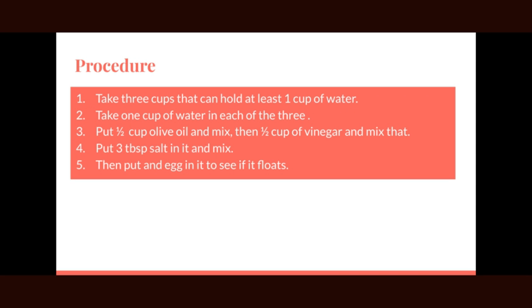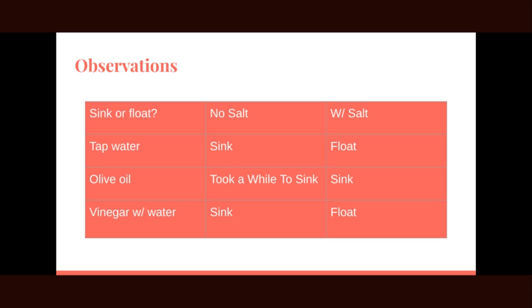Take 3 cups that can hold at least 1 cup of water. Take 1 cup of water in each of the 3. Put half cup of olive oil and mix, then 1 cup or 1/2 cup of vinegar and mix that. Put 3 tablespoons of salt and mix, then put the eggs in and see if they float.